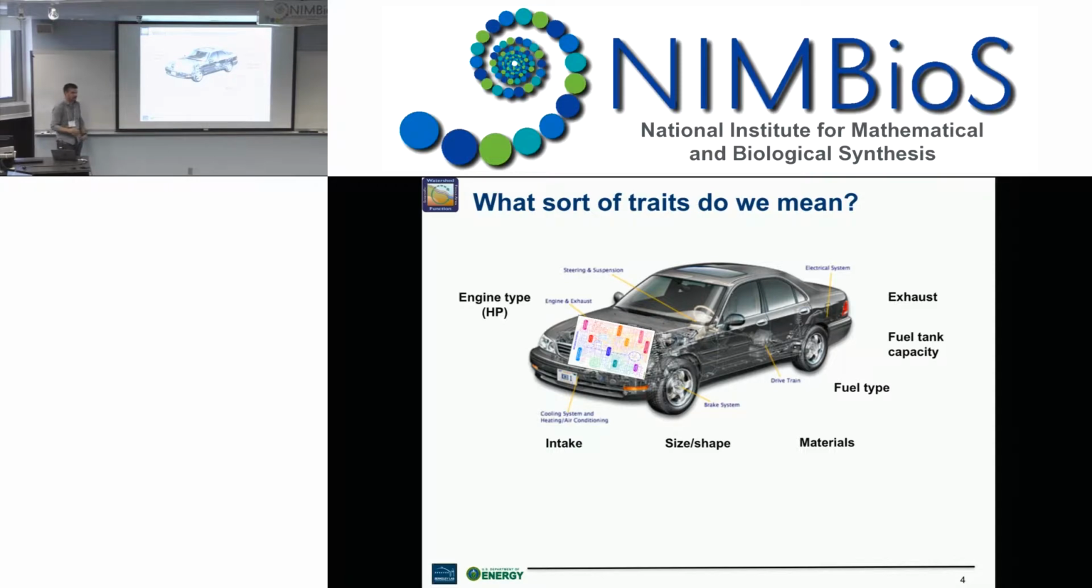In some cases, we don't need to know all of the details of the engine type. We just need to know it's a certain type of engine. We need to know something about the intake, the uptake, the size and the shape, the materials it's made from, the fuel type, fuel tank capacity, exhaust system, things like that. And with that, then we would predict things like weight, power, top speed, maximum range, efficiency, and emissions.